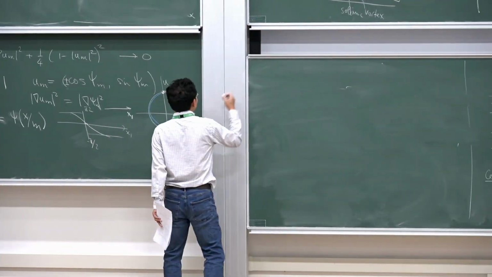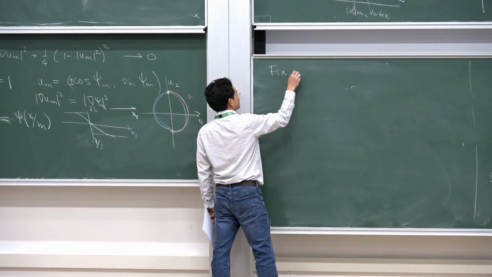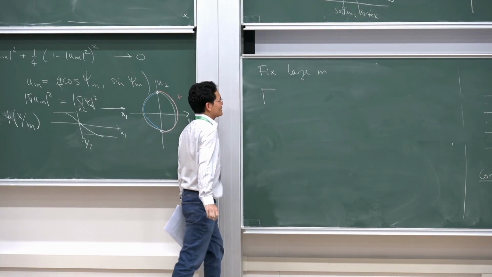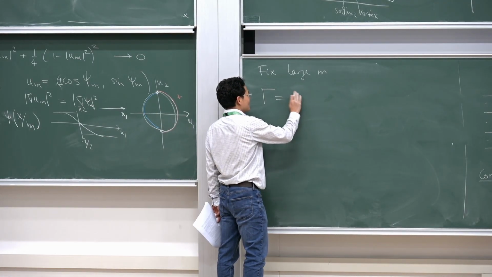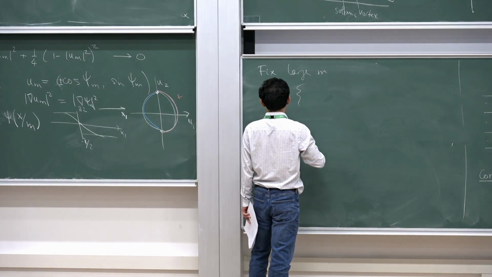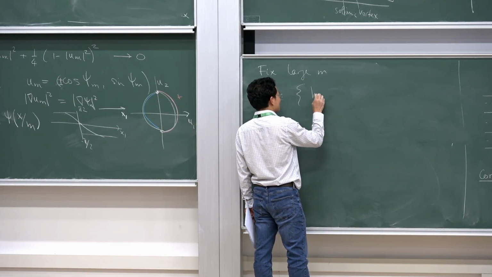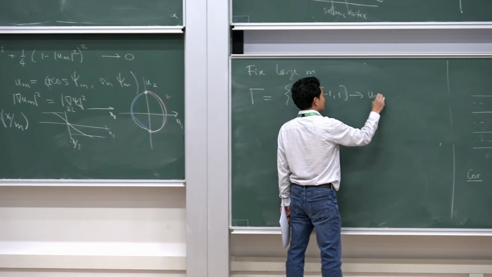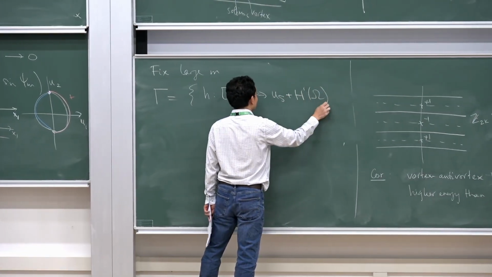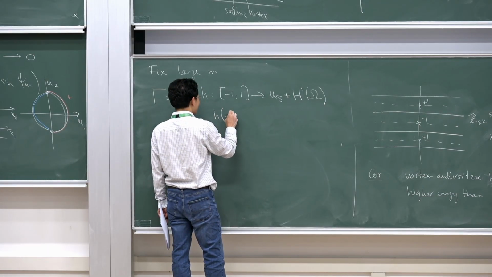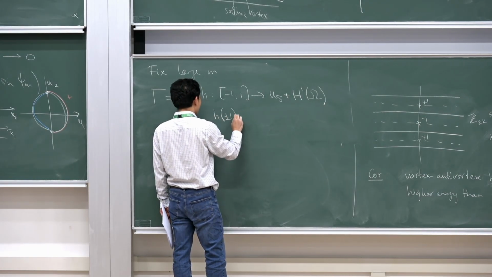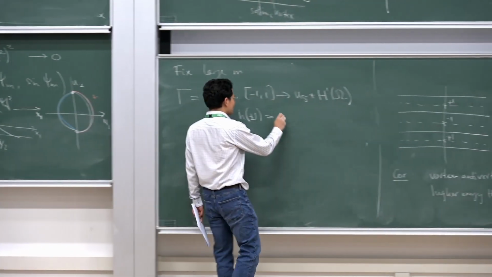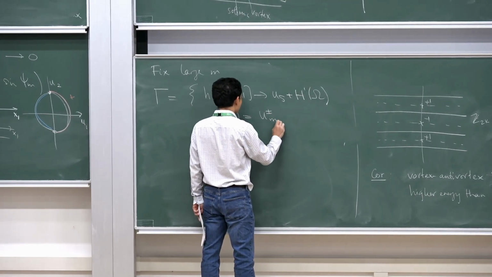Okay, so then I fix some very large D. Then I look into this gamma, which is the set of all maps h going from -1, 1 into U plus H1 of omega, such that h at -1 or 1 are those maps. So let's call this plus minus, so this is U plus minus M.